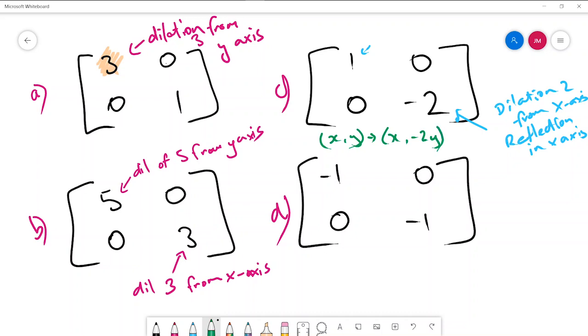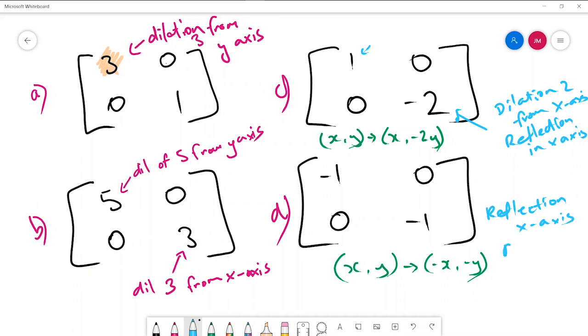This bottom one here, they're both just negative 1s, so we're going to map to the negative x, negative y. So this would be a reflection in both the x-axis and the y-axis.